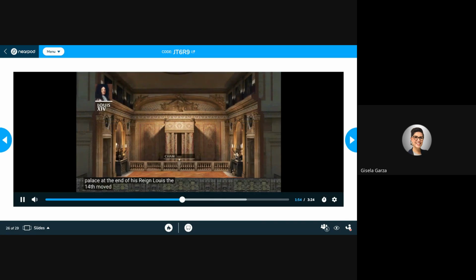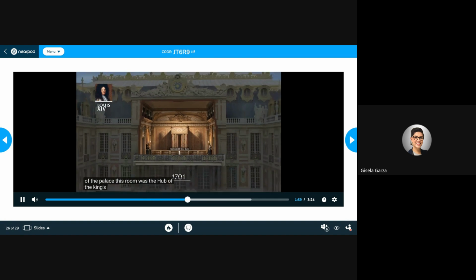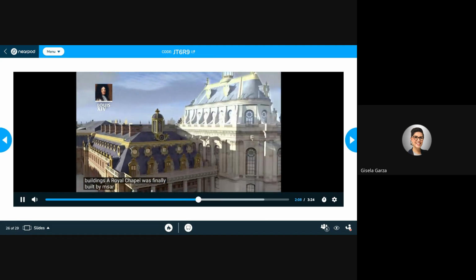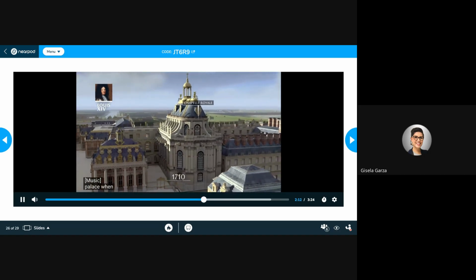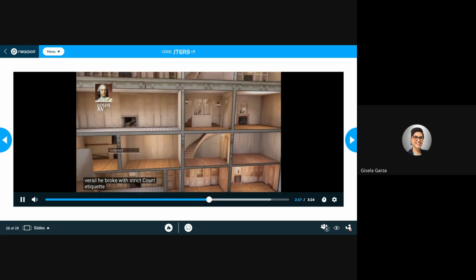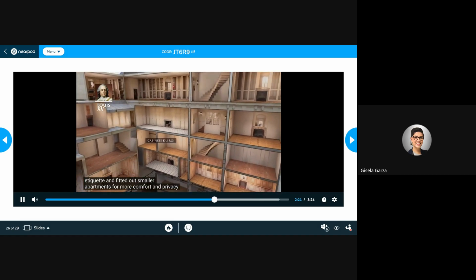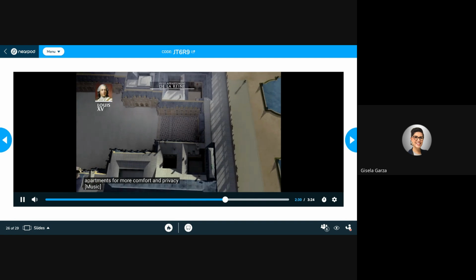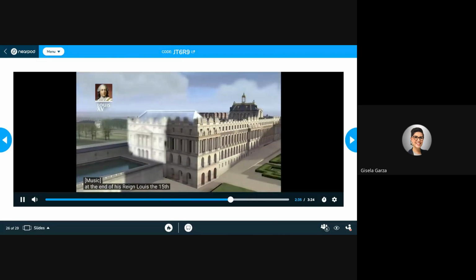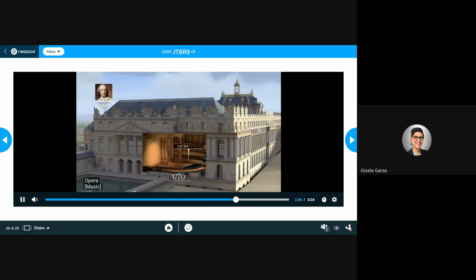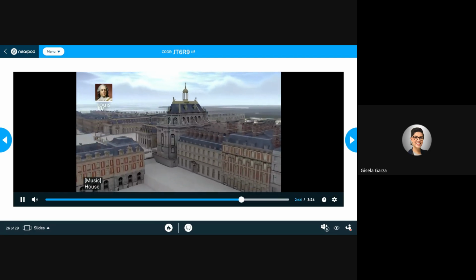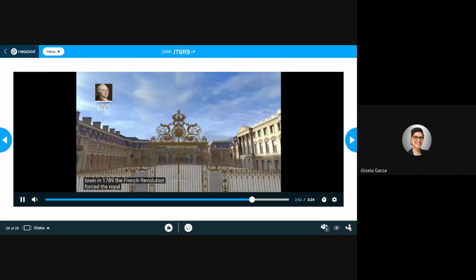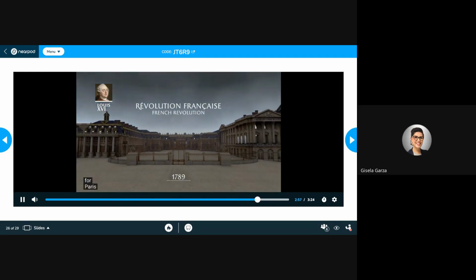At the end of his reign, Louis XIV moved his bedchamber to the center of the palace. This room was the hub of the king's daily ceremonial routine and that of all the Versailles courtiers. Towering over the other buildings, a royal chapel was finally built by Mansart on the same scale as the palace. When King Louis XV moved to Versailles, he broke with strict court etiquette and fitted out smaller apartments for more comfort and privacy. At the end of his reign, Louis XV built what the palace was missing, a real opera house. Architect Gabriel modernized the facades closest to the town. In 1789, the French Revolution forced the royal family to leave Versailles for Paris. The future of the palace looked uncertain.